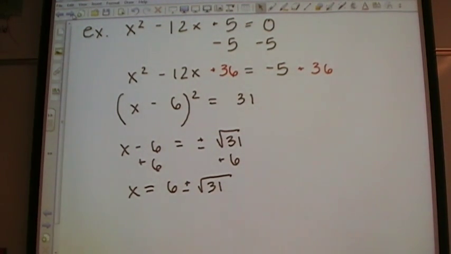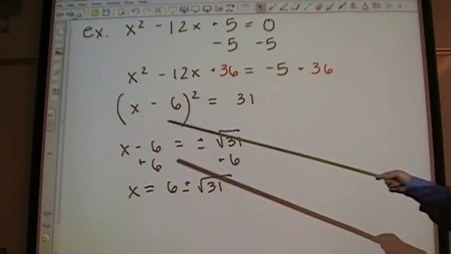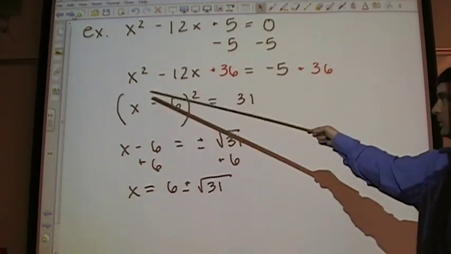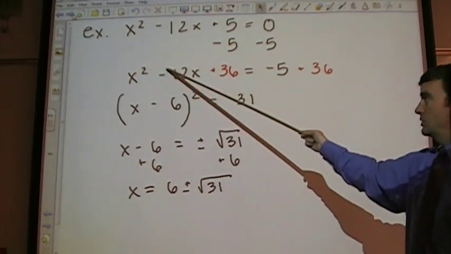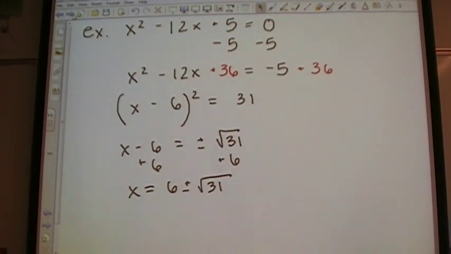Whatever you do to one side, you have to do it to the other, so you're not changing the problem. How did you get the x minus 6 squared? This is the perfect square trinomial formula. The square root of x squared is x. The square root of 36 is 6. And since it's minus here, it has to be minus here.